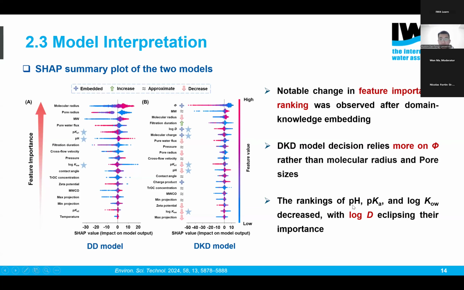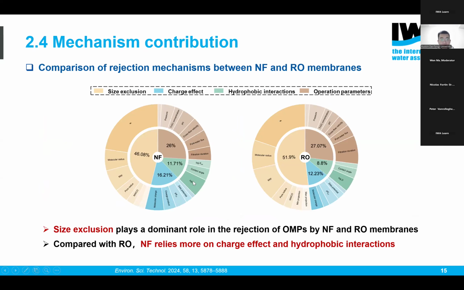And in the rankings of pH, pKa, and log KOW, their importance decreased because we introduced a new feature about hydrophobicity. Hydrophobicity is log D. And we can see from this figure that log D plays a more important role than pKa, pH, and log KOW. We can analyze the results of the model via this process.